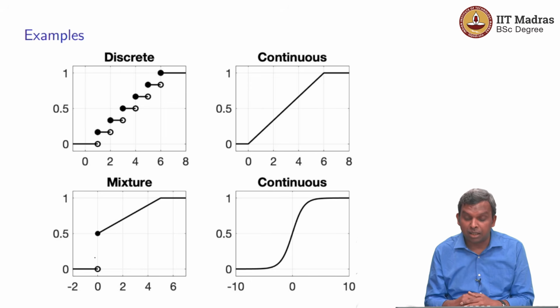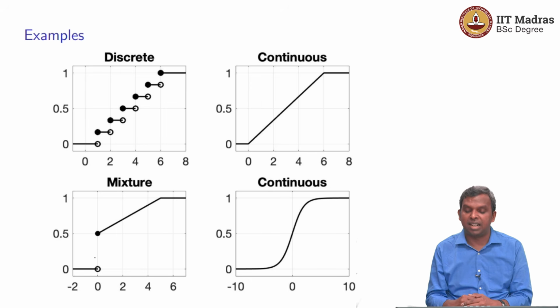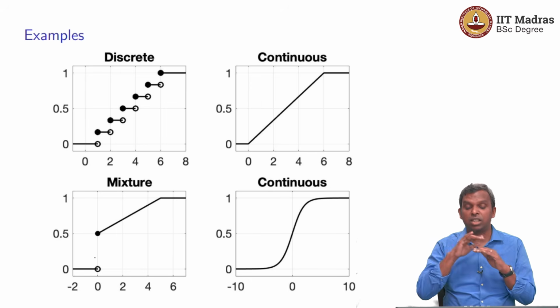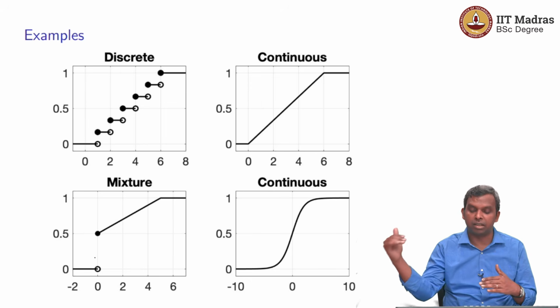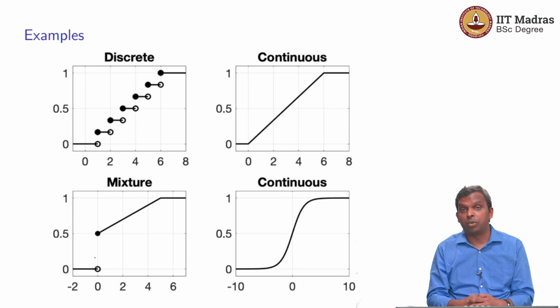Yet another example, at the bottom right, of a continuous random variable is a smooth curve. It need not just be lines, right? It can have a smooth curve that increases from 0 to 1. That's again a continuous random variable. There are no jumps here, but the probability of intervals is a bit different from what we had before.